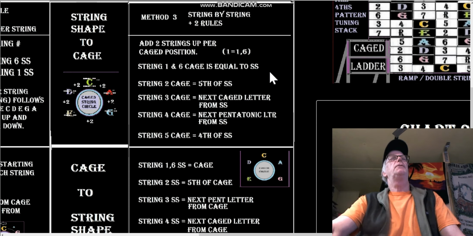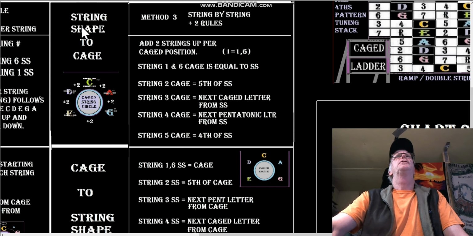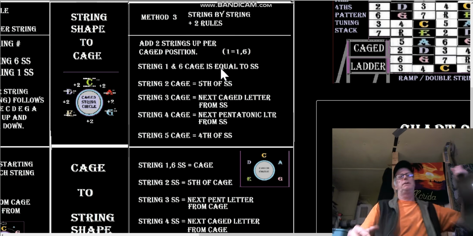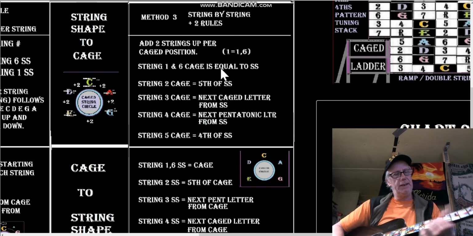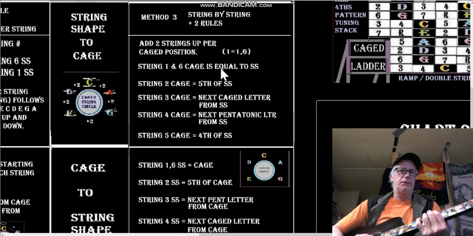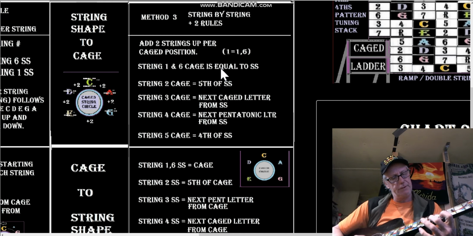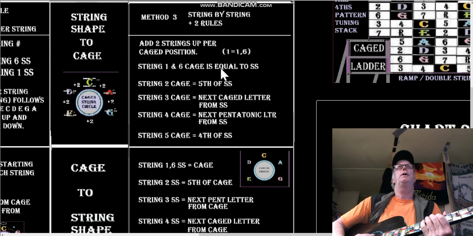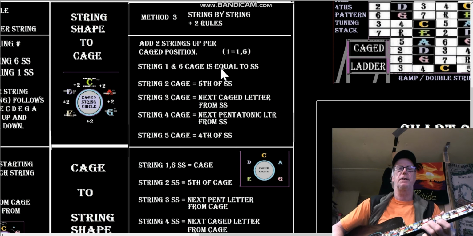I guess we want to cover the vice versa real quick: string shape to cage. So which cage are we in? Well, string 1 and string 6 are the cage that you're in. So if you're in a C string shape, or let's move up to the A cage. All right, so the A cage: 5, 6, 7, root 2, 3, 4, 5, 6, 7, root 2, 3, 4, 5, 6. So string 1 and 6 are equal to the cage. So 5, 6, that's your A string shape, right?